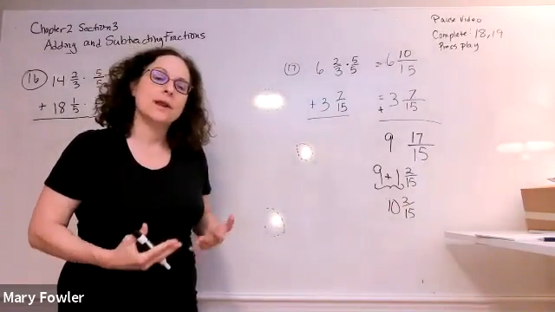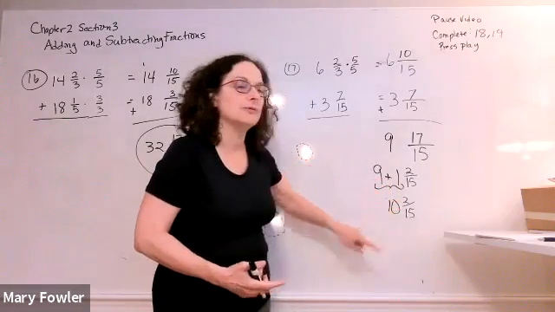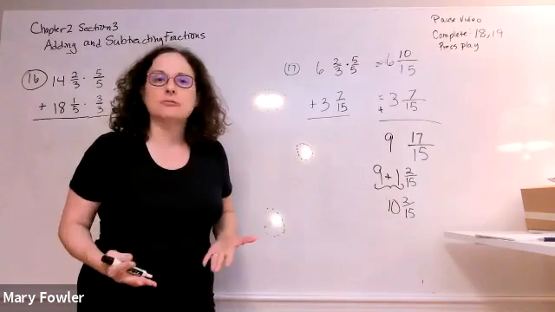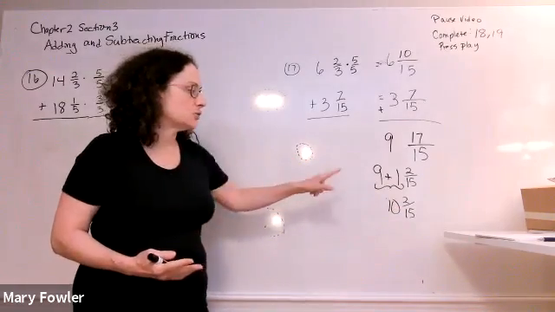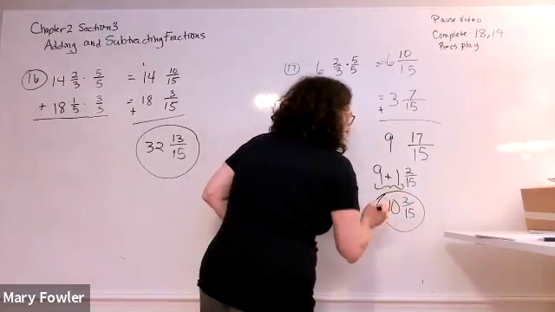Is 2/15 in lowest terms? It is. Whenever you recognize a prime number as one of the numerator or denominator, then you know you can't reduce it anymore. So in this case, 2 is a prime number, you can't reduce it anymore. So we'll go ahead and circle it.